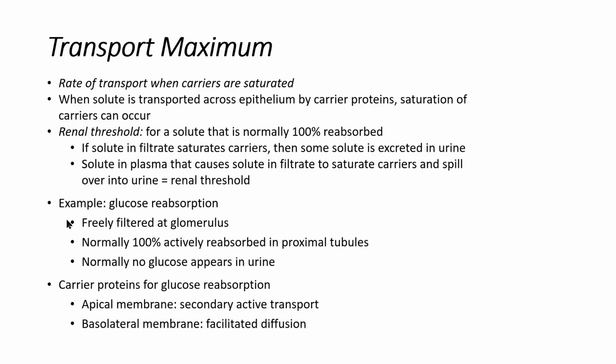So looking more specifically at glucose as our main example here, glucose should be freely filtered across the glomerulus, right? No impedance to that. It should be 100% reabsorbed across the proximal tubule via that mechanism that we just described. So secondary active transport across the apical surface, and then facilitated diffusion across the basolateral surface. And so in a normal healthy adult with normal healthy blood sugar levels, we should not see any glucose appear in the urine, okay?